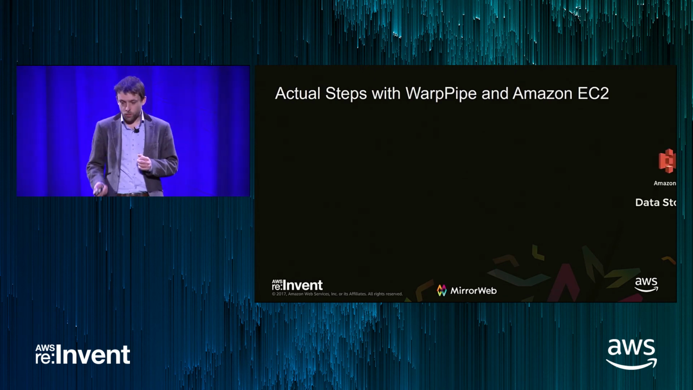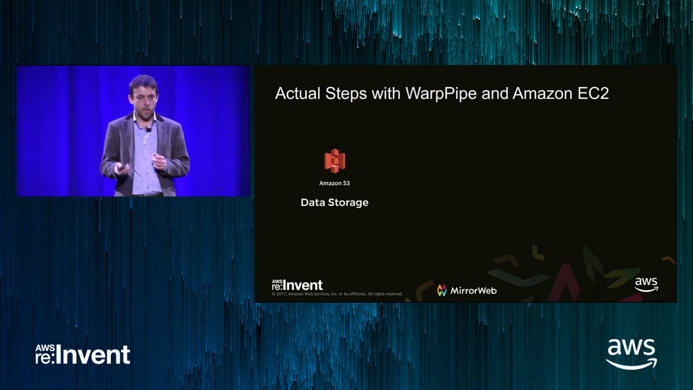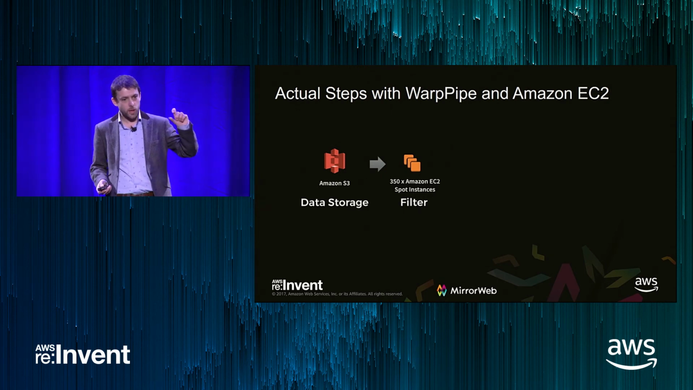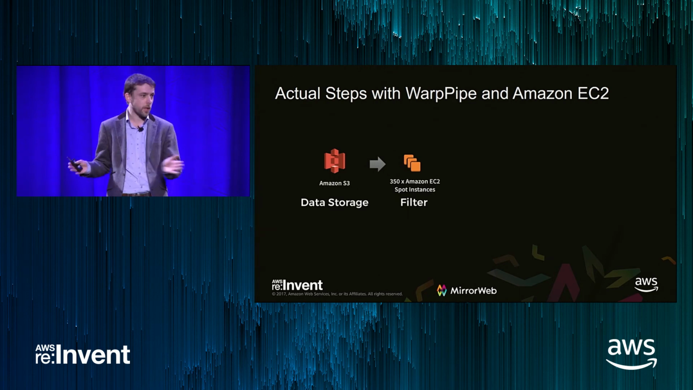So what do we actually do with WARPipe? The data was stored in S3. We used 350 Amazon EC2 instances to do the filtering stage, and we were able to filter the files without reading the actual WARCs. We did it with the CDX files. The CDX files contained a list of everything, every asset in the file. It just didn't contain the actual full text data. So we knew the MIME type, we knew the location, so we filtered down on the CDX files.